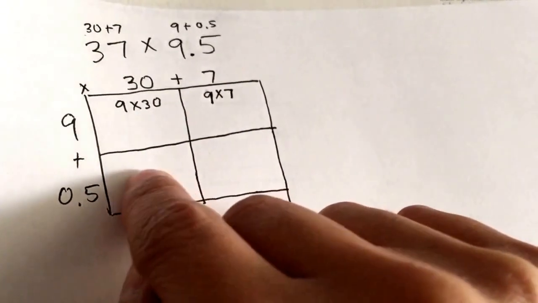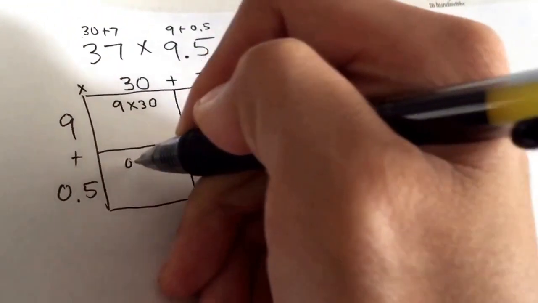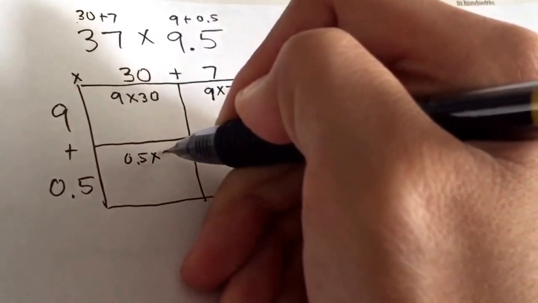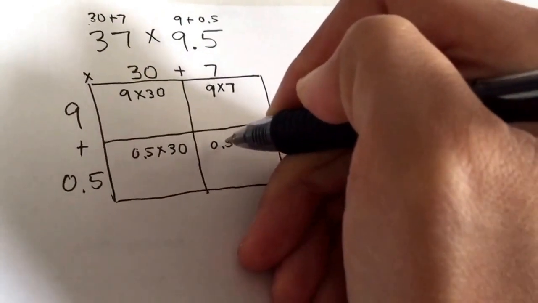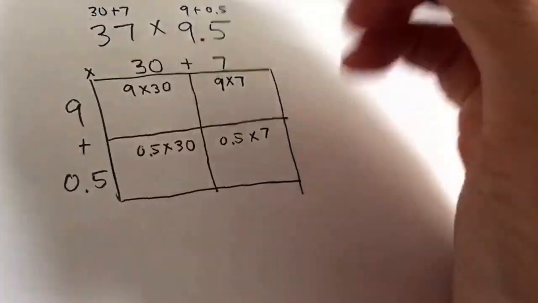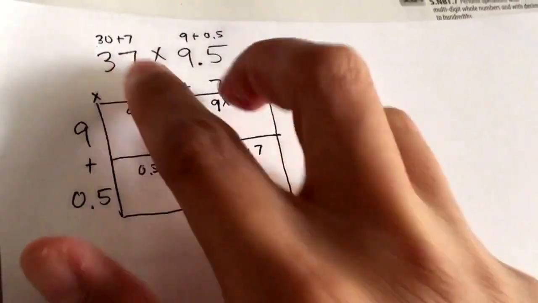This one right here is now using the 5/10. So 0.5 times the number above, which is 30. And then 0.5, 5/10 times 7.